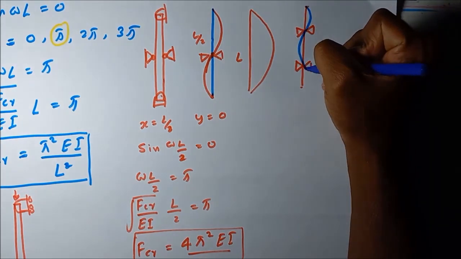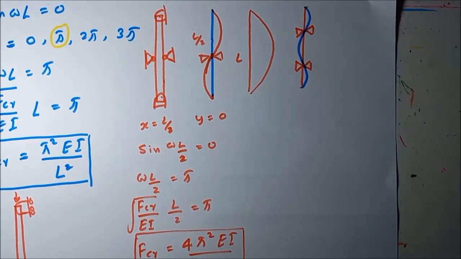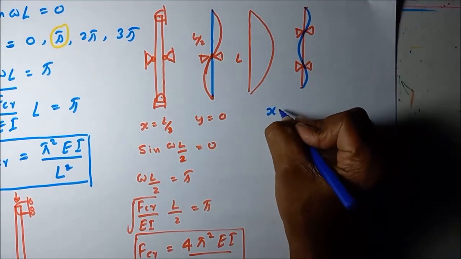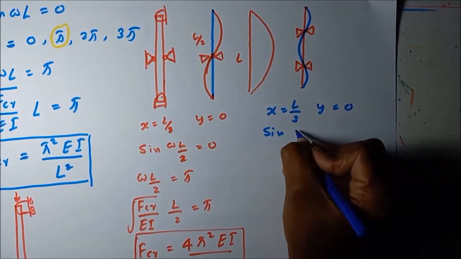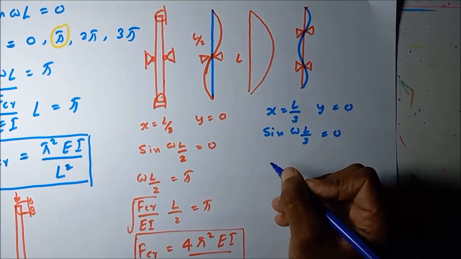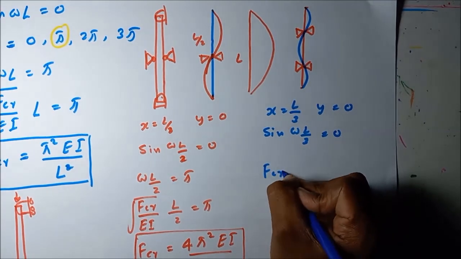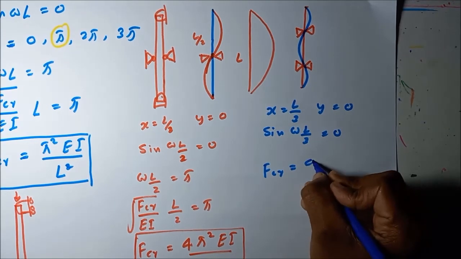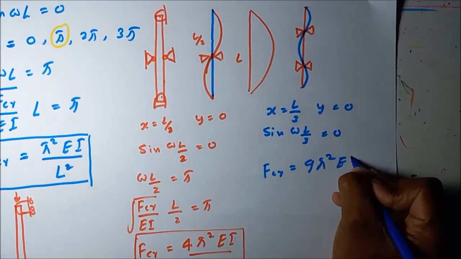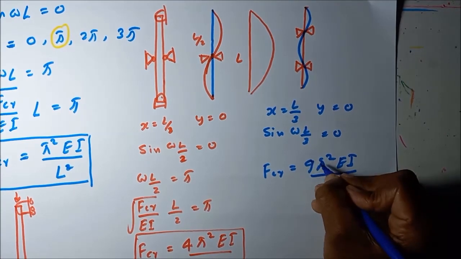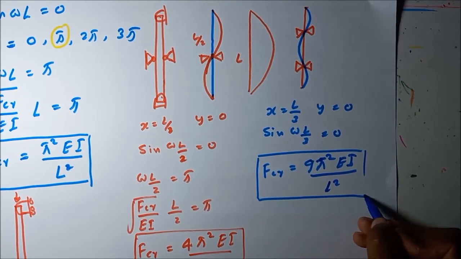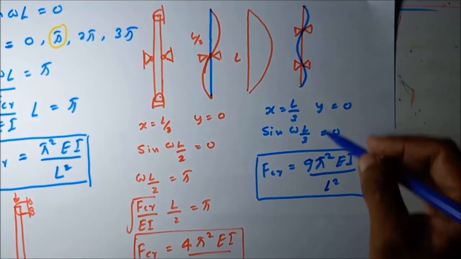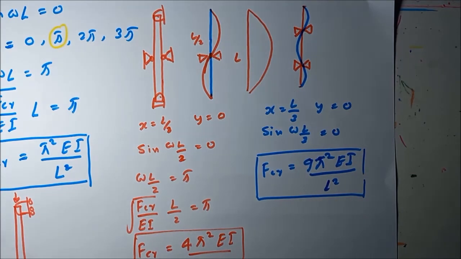It will buckle in this kind of manner. So you can see two boundary conditions have developed. That means x is equal to L over 3, y is equal to 0. So then we can write sin(omega L over 3) is equal to 0. If we obtain the critical buckling load in this situation, we are getting 9 pi square EI divided by L square. You can see in this situation, if we give the lateral supports at equal distance, we can increase the buckling load 9 times compared to without any lateral support.